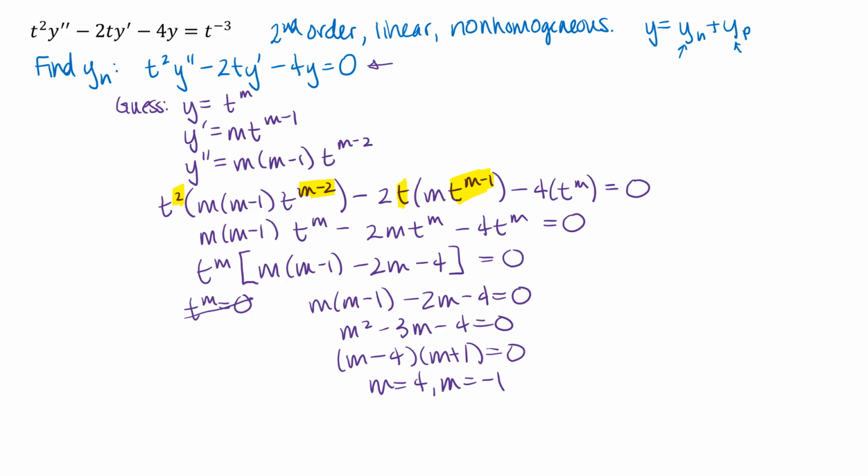So remembering that my m was the exponent in my initial guess for y equals t to the m as a solution to this differential equation, this work indicates that y equals t to the 4th and y equals t to the negative 1 would be solutions of the associated homogeneous differential equation. We could verify that we didn't make any mistakes in our algebra by taking appropriate derivatives and substituting into that homogeneous differential equation.